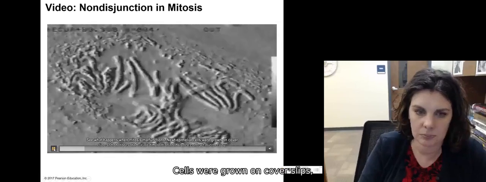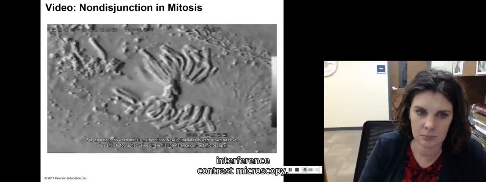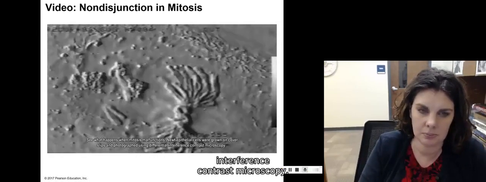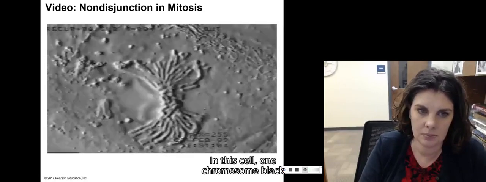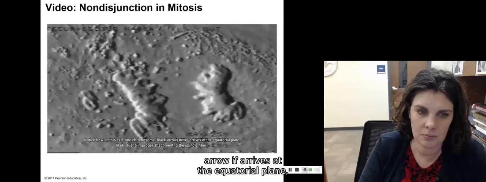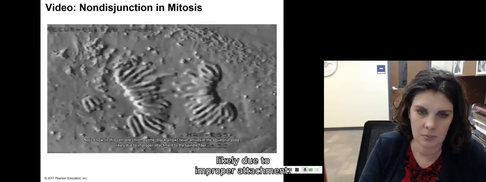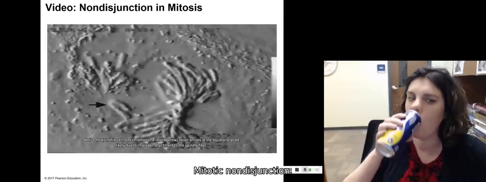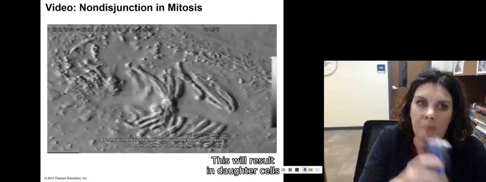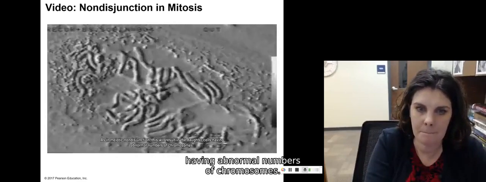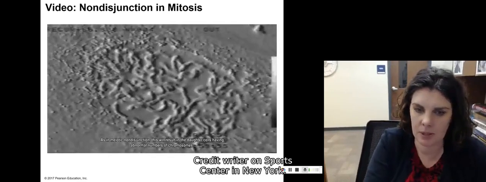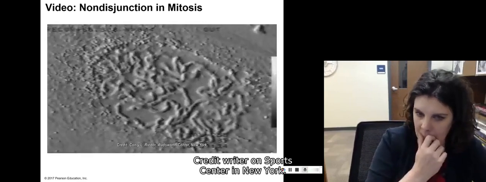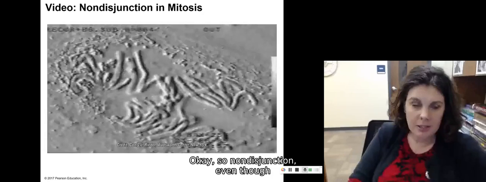See what happens when mitosis malfunctions. Newt epithelial cells were grown on cover slips and photographed using differential interference contrast microscopy. Notice how in this cell, one chromosome, black arrow, never arrives at the equatorial plate, likely due to improper attachment to the spindle fiber. As in meiotic nondisjunction, this will result in the daughter cells having abnormal numbers of chromosomes. Credit: Conley L. Ryder, Wadsworth Center, New York.